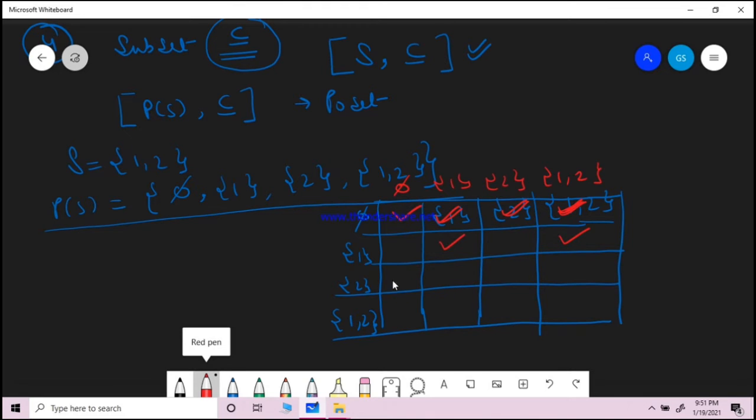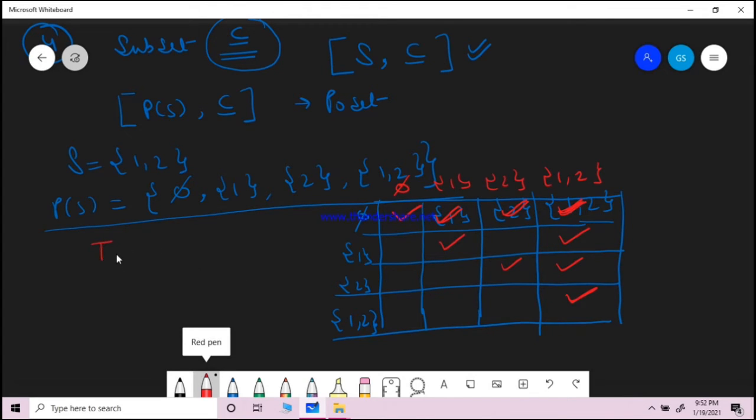2 is a subset of phi? No. 2 is a subset of 1? No. Yes and yes. {1, 2} is a subset of phi? No. Not a subset of 1, not a subset of 2. Yes, it is a subset of {1, 2}. So this is the matrix that you get.